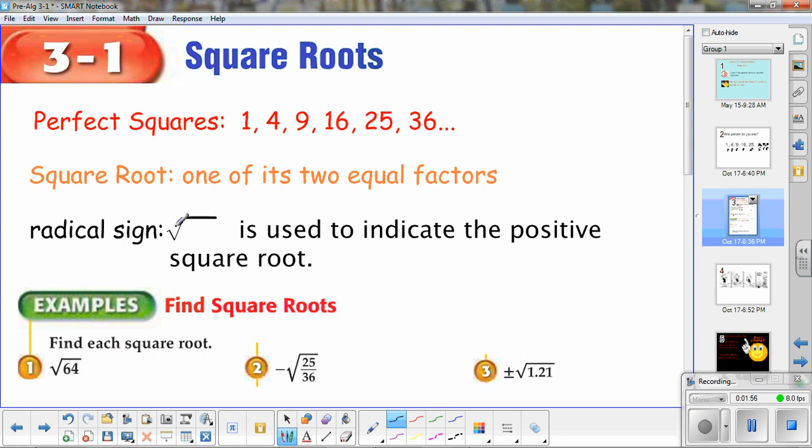And the radical sign that looks like this is used to indicate the positive square root, because actually when you take the square root of a number, there's actually 2 square roots, because the square root of 4 could be 2, or it could also be -2, because -2 times -2 is also positive 4. But when we use the radical sign here, it's used to indicate the positive square root.